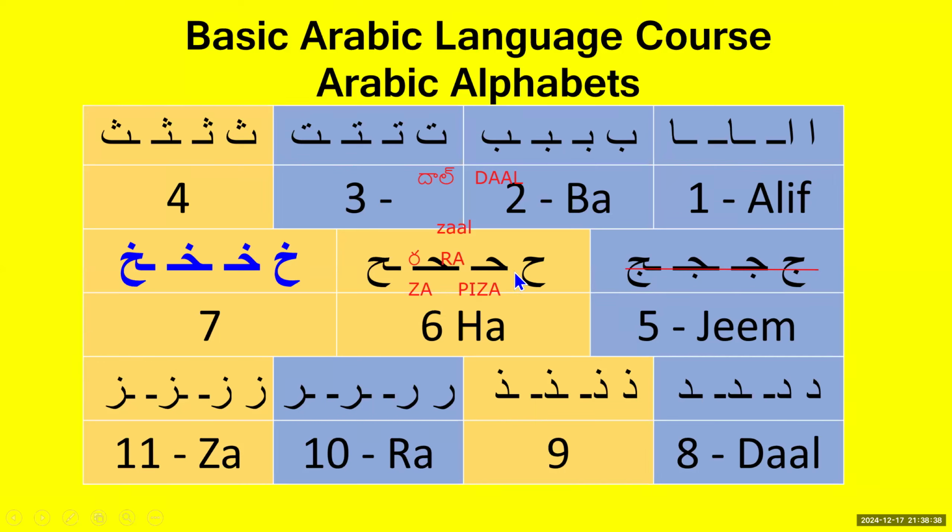Whereas jim, ha, kha: the first letter and the last letter look the same, but in a word, the first letter and the middle letter have a different shape. The individual letter and the last letter are the same shape, but in a word, the first letter and the middle letter, the shape is different. Here also, ba, ta, sa, it has some changes. Something is cut down. It is not the full letter. But dal, zal, ra, za, these four letters are static. They don't change the shape in any position.